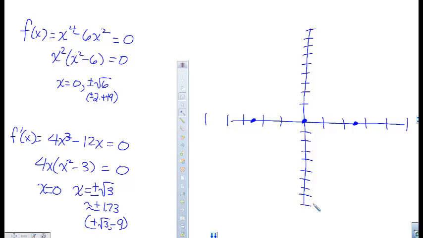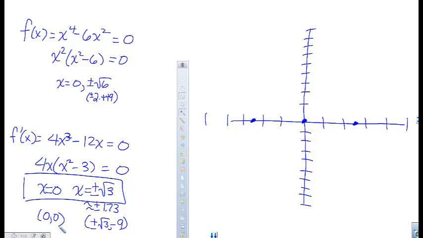Okay. First thing we did was find the zeros. So we got them plotted. Now we've got critical values, and we know they're important points, so we're going to go ahead and find their y values and plot them too. So these are the points. We've got 0, 0, which is already plotted, and then we got positive square root 3, negative 9.